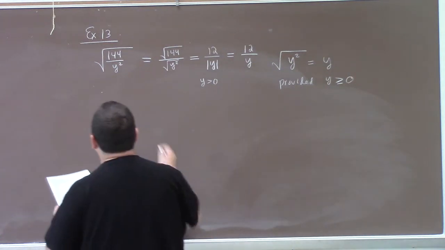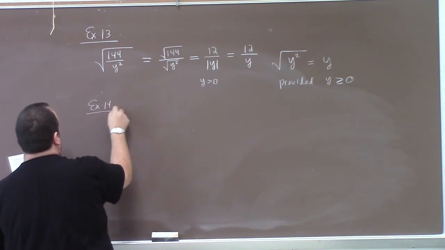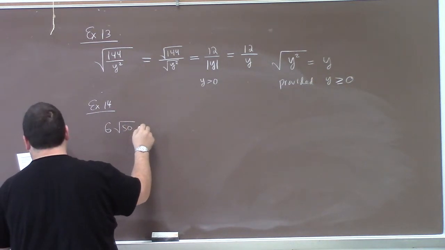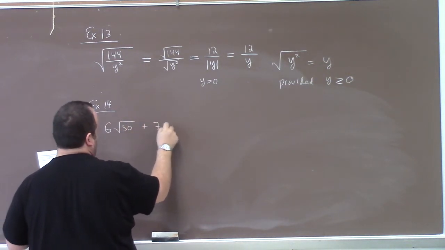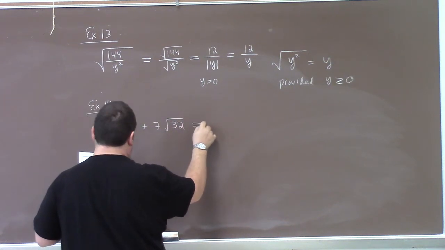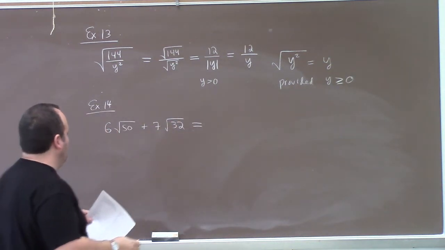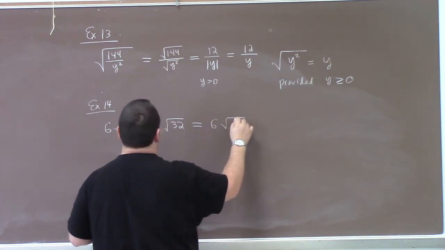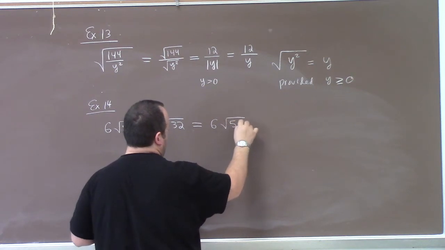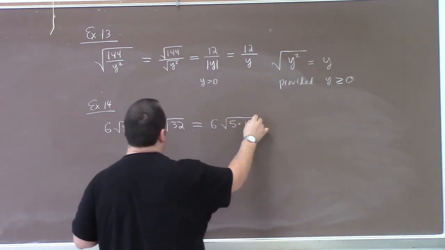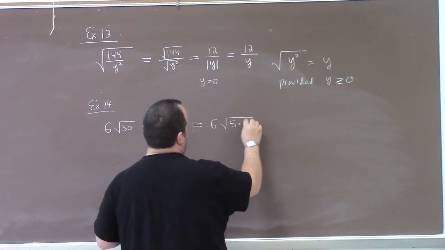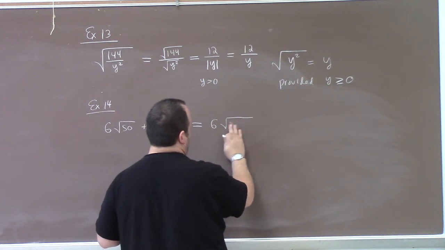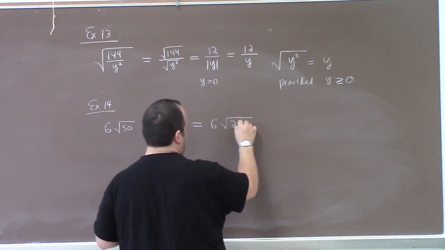Exercise 14. We've got 6 root 50 plus 7 times the square root of 32. And we're supposed to simplify this thing. So let's see, that's like 6 times the square root of 10? 5 times 10, so 5 times 10. Oh, 5 times 2 times 5, right? Or 25 times. Oh, look at that. I should rewrite this. I should think of this as 2 times 25, shouldn't I?